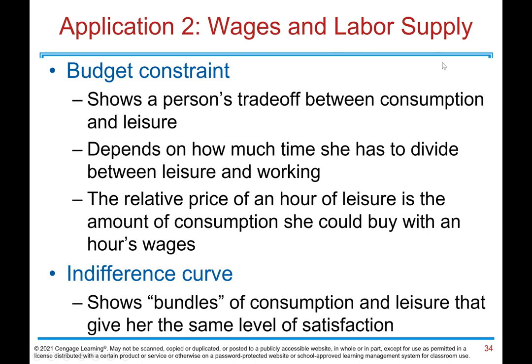Application 2, wages and labor supply. The budget constraint shows a person's trade-off between consumption and leisure. The budget constraint also depends on how much time she has to divide between leisure and working. The slope of the budget constraint is the relative price of an hour of leisure, and it is the amount of consumption she could buy with an hour's wage. What about the indifference curve? It shows the bundles of consumption and leisure that give her the same level of satisfaction.